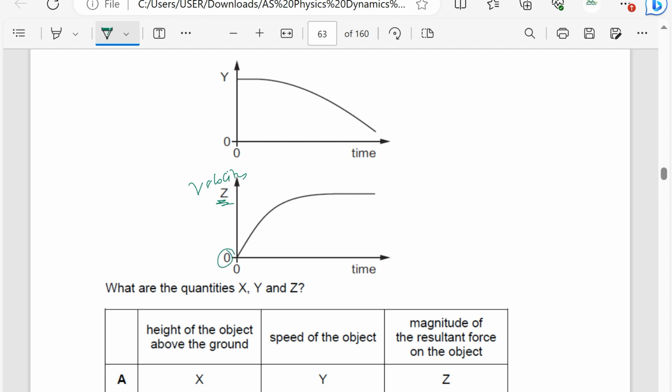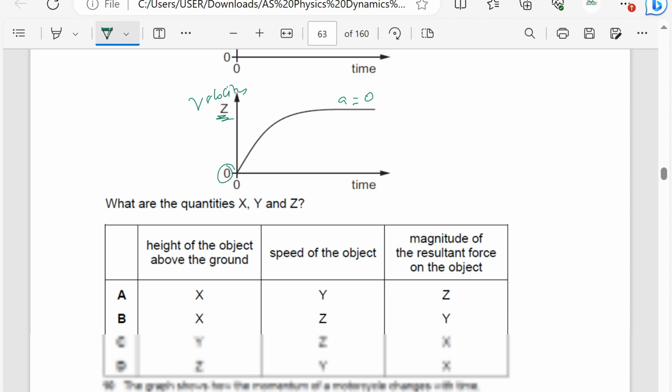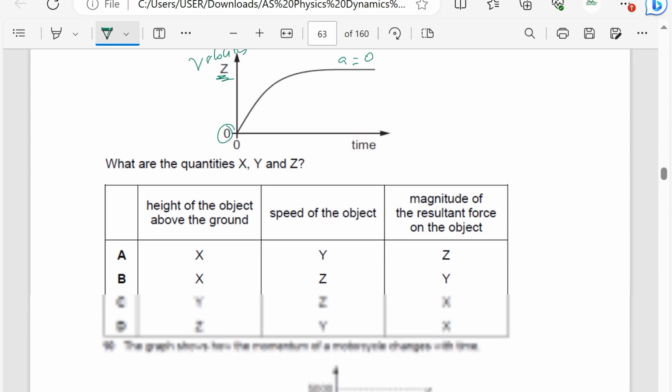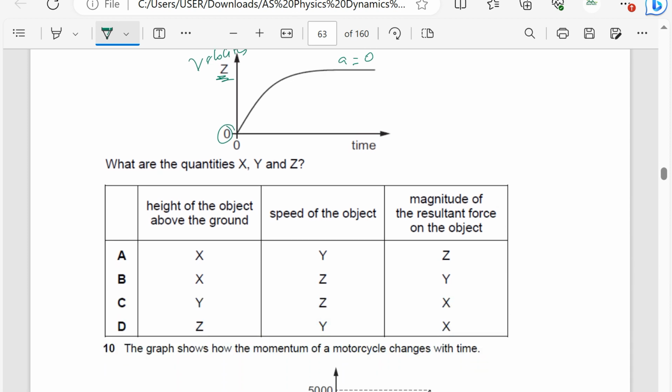Initial velocity is 0, but because of air resistance, the acceleration decreases. Here acceleration becomes 0. So z is speed. So we ignore this one and this one here. Okay. So if z is speed, of course even A is going to be wrong. We have ignored A. D is wrong. We have B and C.